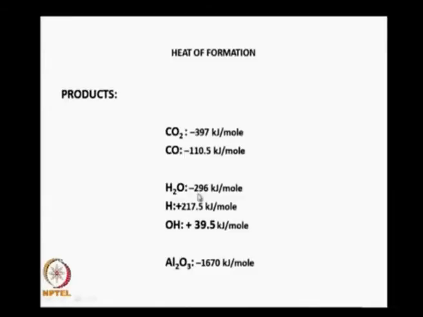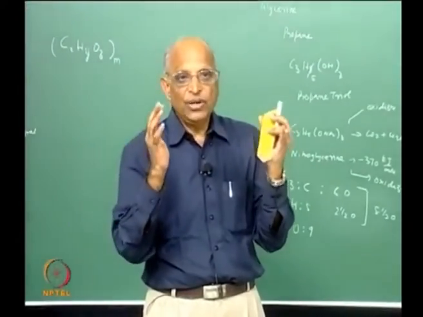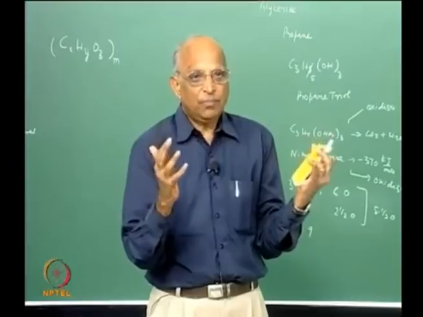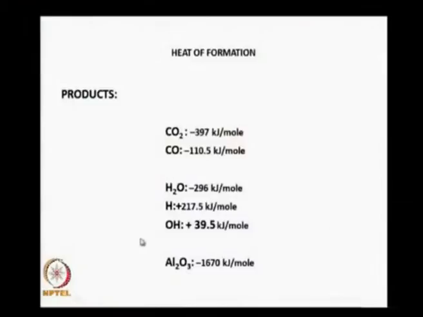CO has minus 110, water has minus 296. Mind you, this is important. When I say water, why is it water? Because I am looking at the standard condition of 25 degrees centigrade, and pressure is not that important for a liquid. Therefore, under standard condition it is water, therefore water has minus 296. H dissociated, we found it is plus 217, OH dissociated is again a high value, 395, but aluminum oxide has an extremely large negative value, minus 1670 kilojoule per mole. Well, these are some heats of formation which are given to you, and how do you get them? They do experiments to give the heat of formation.